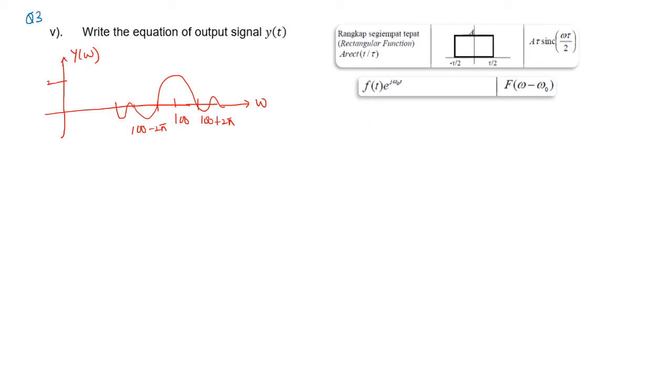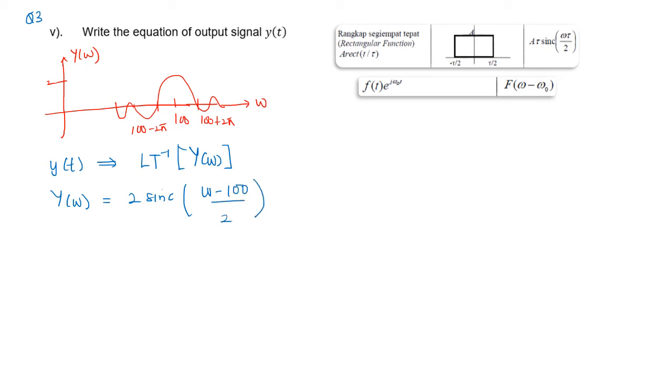Okay, write the equation of output signal y(t). From the previous question, we have sketched the Y(omega). So in order to get y(t), it is basically the inverse Laplace transform of Y(omega). So what is your Y(omega) in this case? From the signal, it is equal to tau sinc function of (omega minus 100) divided by 2. So in this case, you can compare with the equation.